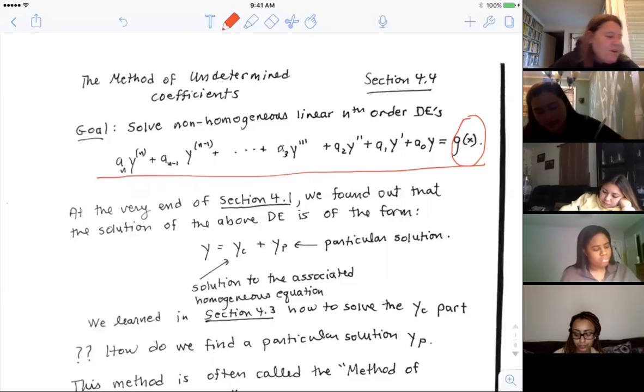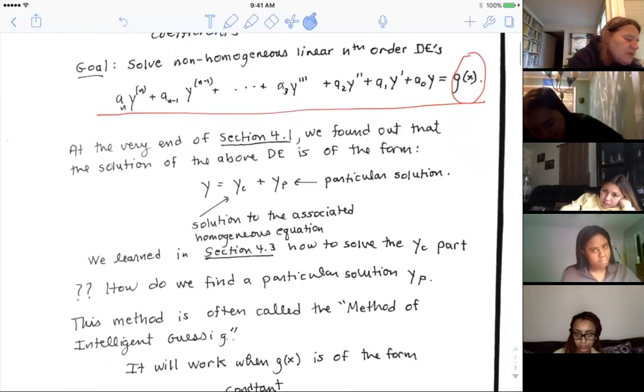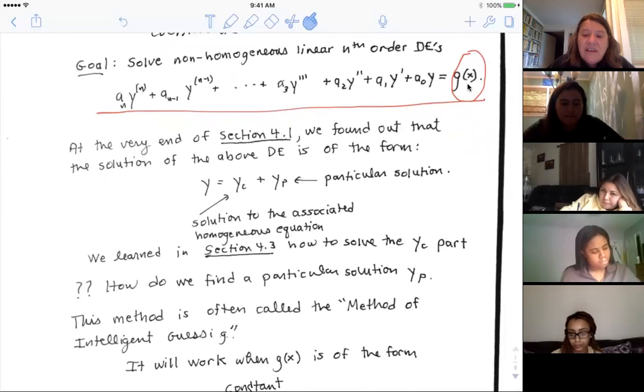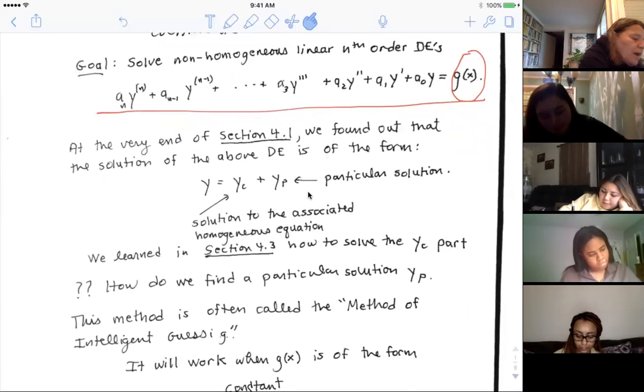And at the very end of that long section, we found out that if we were looking for a general solution of a non-homogeneous DE like the ones we've been looking at, it has this form: y equals yc plus yp.